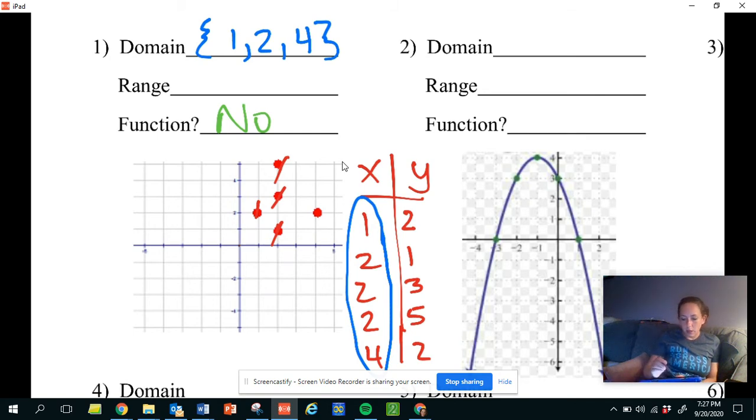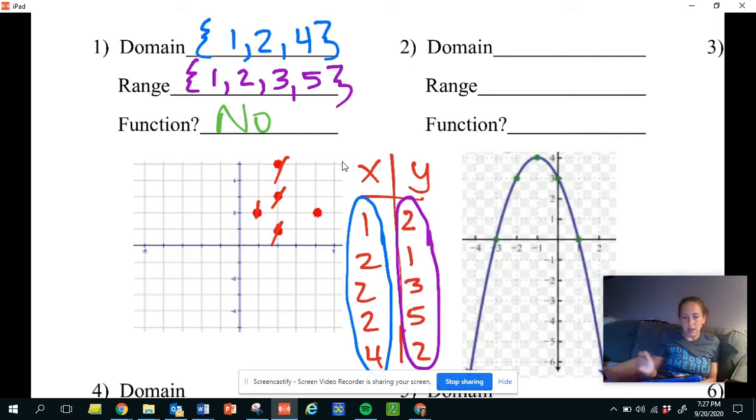Okay. For my range, I'm going to list the y's from least to greatest inside braces. So I'm going to have 1, 2, 3, and 5. Again, I don't have to repeat myself. So it's just those specific ones.